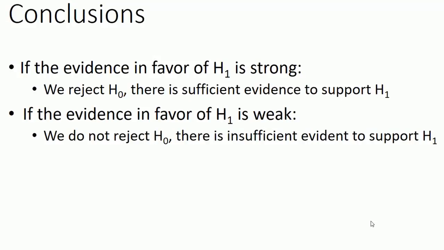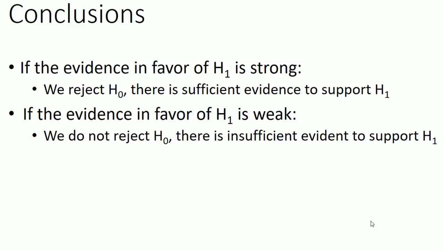Okay, so first, when we make our conclusion, we really make it in one of two ways, and this is what you want to be getting used to, and you'll see these in the homework again and again. If the evidence in favor of the alternative, H1, is strong, we say we reject the null hypothesis, and there is sufficient evidence to support H1, the alternative hypothesis. If the evidence in favor of H1 is weak, we say we do not reject the null hypothesis, and there is insufficient evidence to support H1.